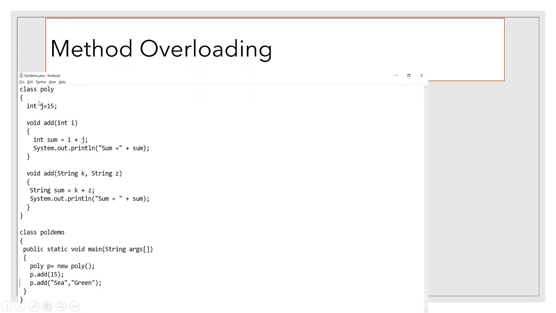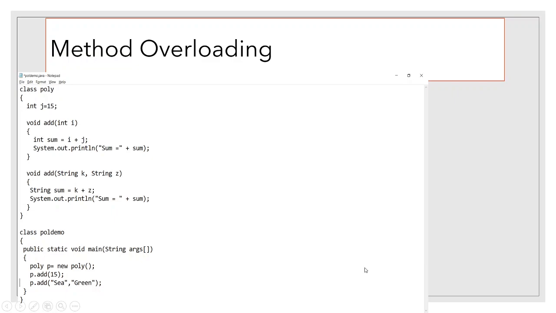Here we have class Poly. We have two methods, both having the same name, add, but the parameters differ. Here int i, and here we are working with string variables. So p.add(15), 15 is the value of i, and 15 here, it comes to 30. So 30 will be stored in the sum and it's going to display the sum of integers. Whereas here we have C and Green, so it's going to concatenate them together, and it looks as one.